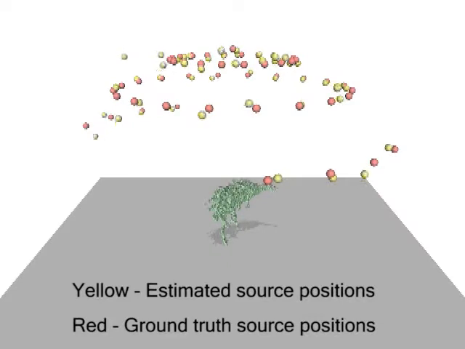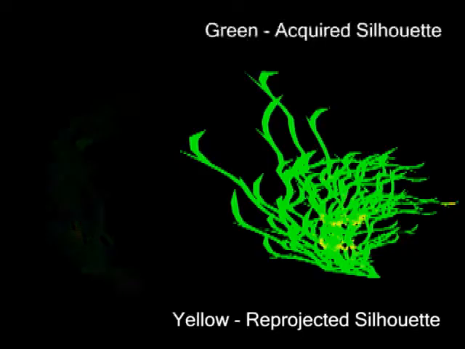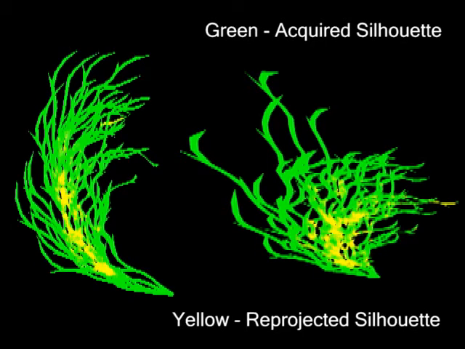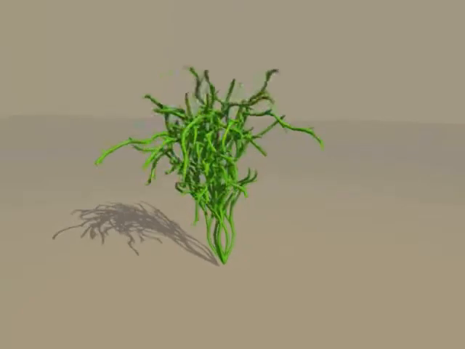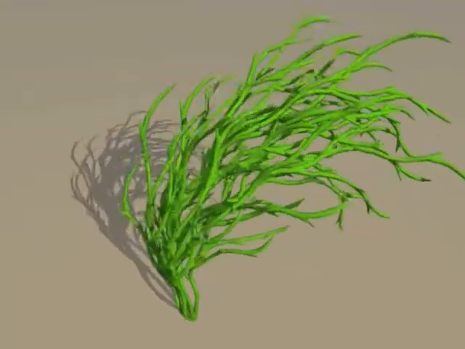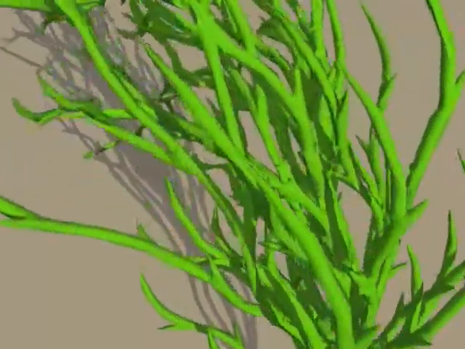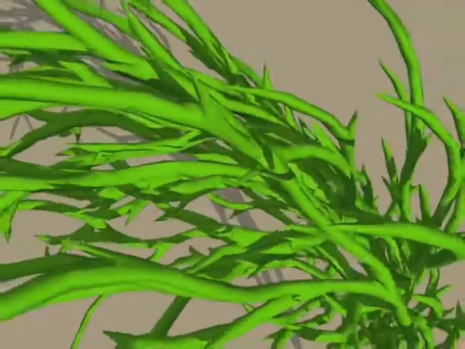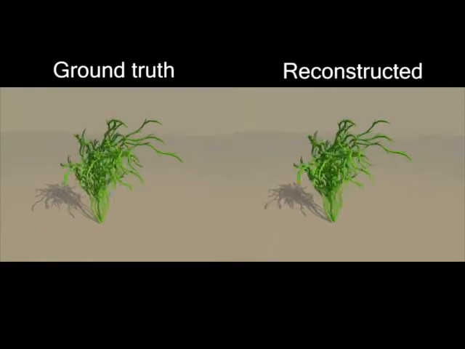Here we trace the improving light source positions. The match between the acquired and reprojected silhouettes increases until it becomes almost perfect. We now show a rendering of this model using Maya. And a comparison to the ground truth model.